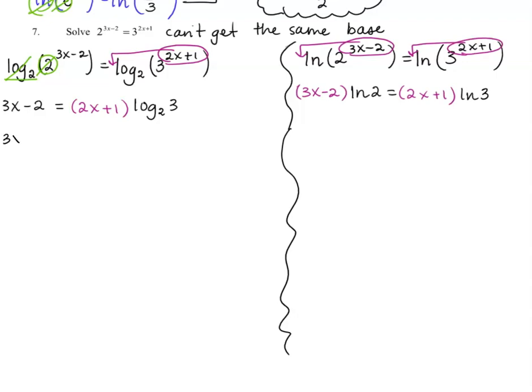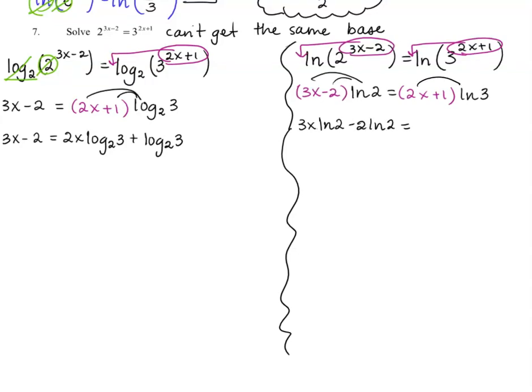There's nothing to distribute right here, but over here we need to distribute the 2x to the log base 2 of 3, and we need to distribute the 1 to the log base 2 of 3. Similarly, on the other side, I'll need to distribute this 3x to this natural log 2, and this 2 to the natural log 2, and on the other side of the equation, the 2x to ln 3 and the 1 to ln 3.